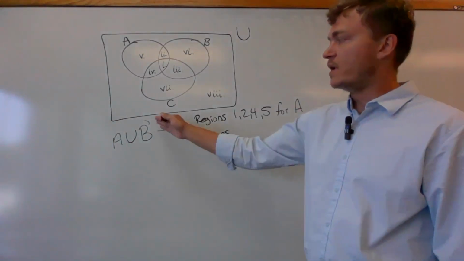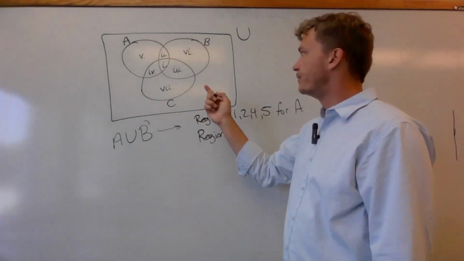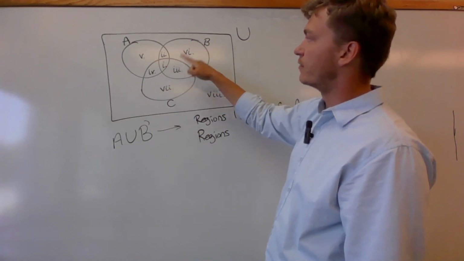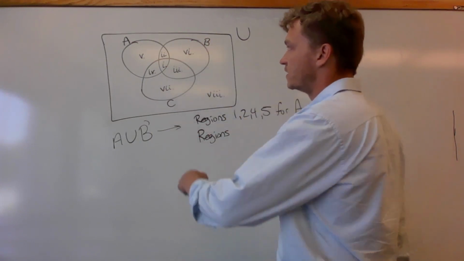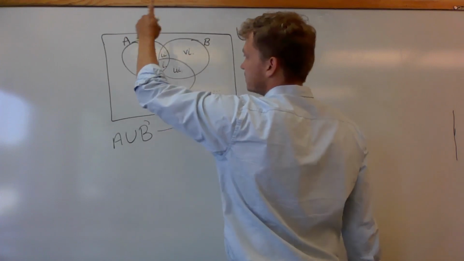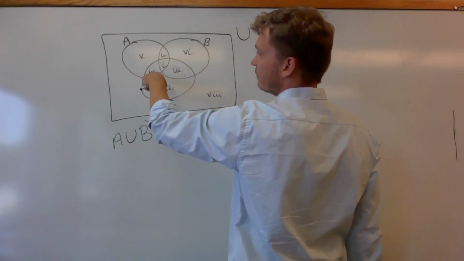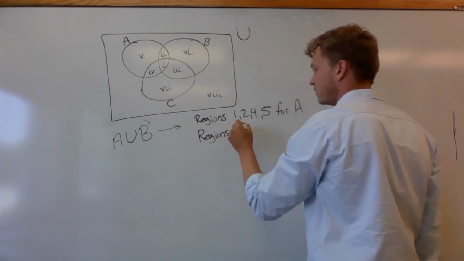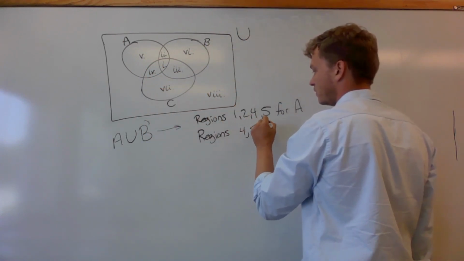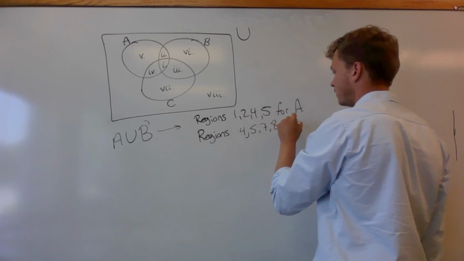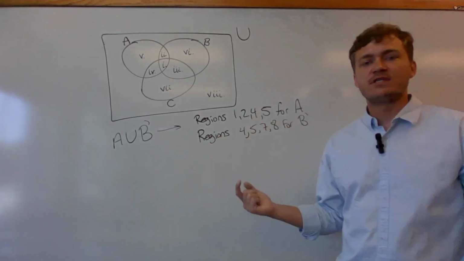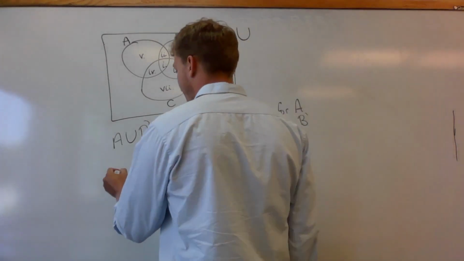Well, for B complement, everything that's outside of B. So if we're here for B, inside B is 1, 2, 3, and 6. So let's take out of that, right? On the outside here, starting with our smallest number if we can, we have outside of B, 4, 5, 7, and 8. We want the union. So we want to bring these regions together. So let's do that.